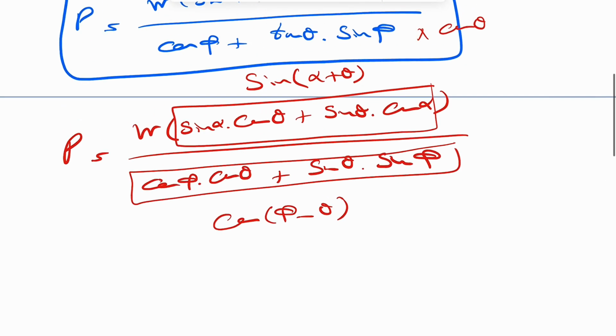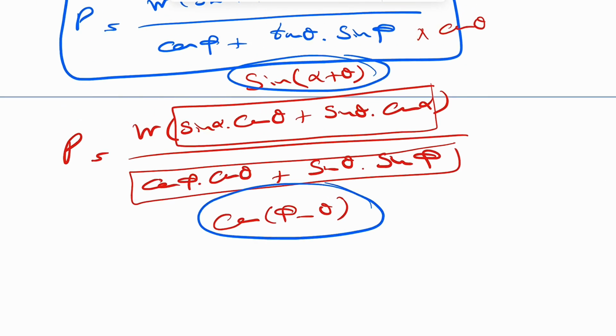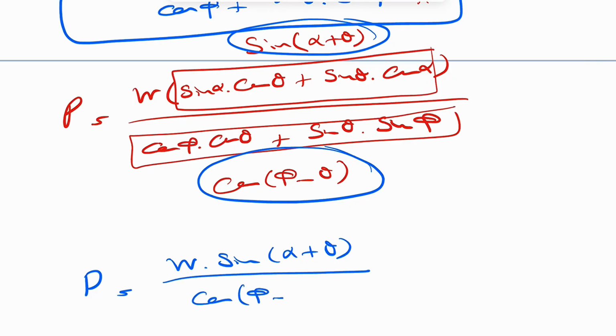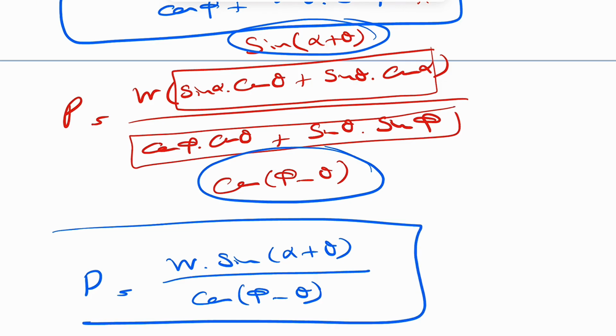We just have to be familiar with these two identities to find what we need. So our P is W times sine of alpha plus theta over cosine of phi minus theta, and that's what we needed to show.